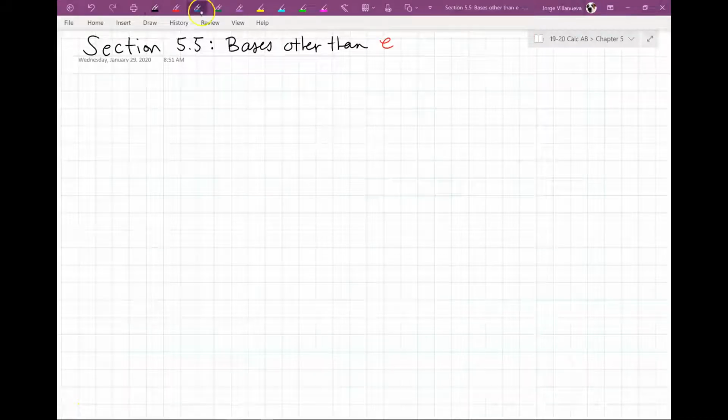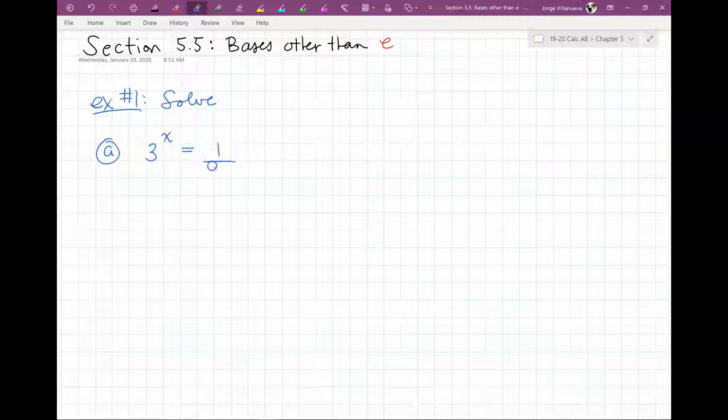All right, so we're going to start off with an example, okay? This is something that you guys may remember, maybe not sure. But we're going to start off with something like this. So 3 to the x equals 1 over 27.